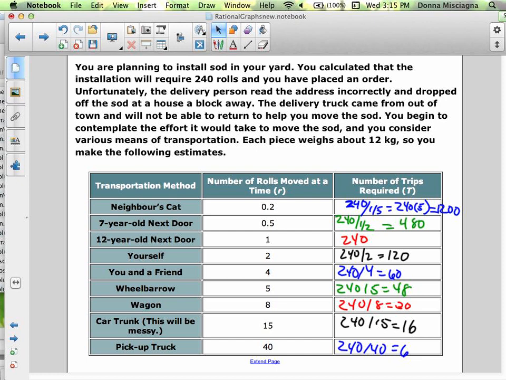All right, so we're going to graph these. Which is the independent variable, the x, and which is the dependent variable? Time is x, yep. This is our independent right here, and this is our dependent. So how many trips it takes depends on how many rolls you can take at a time. The more rolls you can take at a time, the less trips you're going to make, right? And if you're not very strong like the cat, you're going to be walking back and forth a whole lot of times.